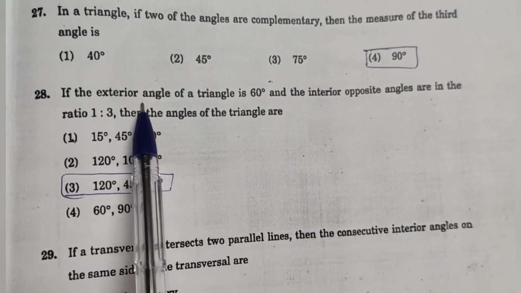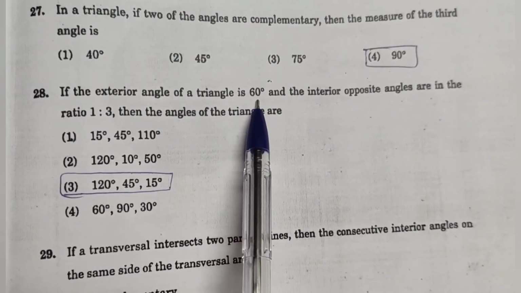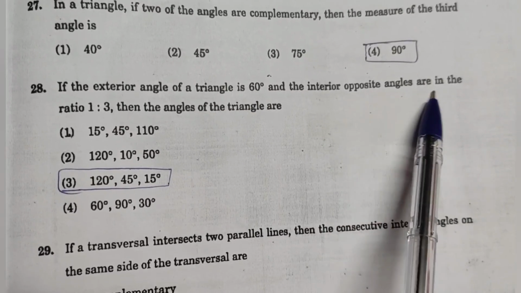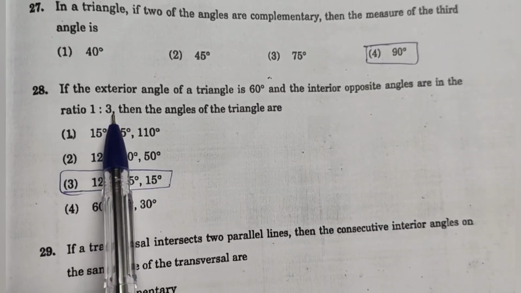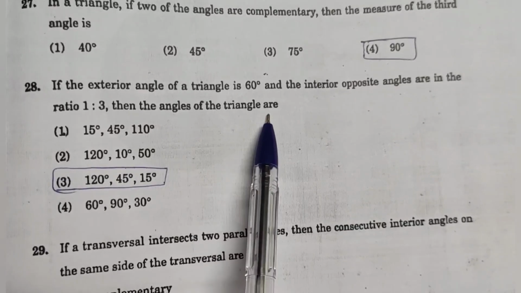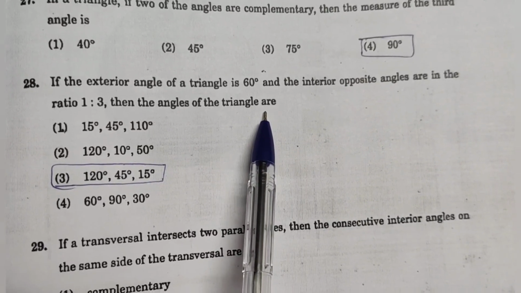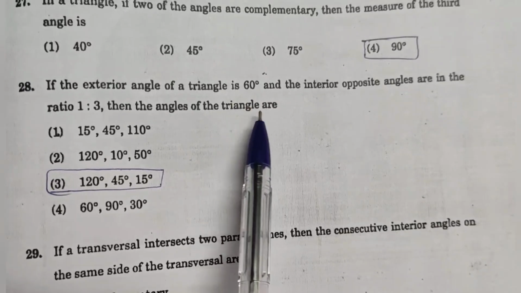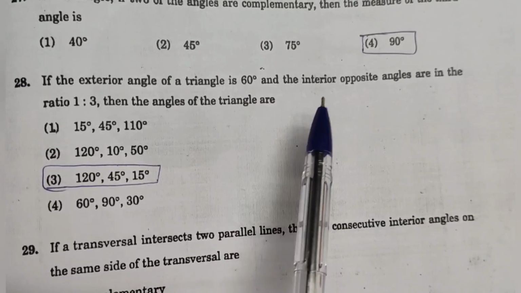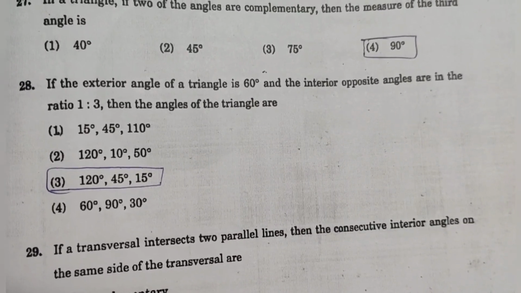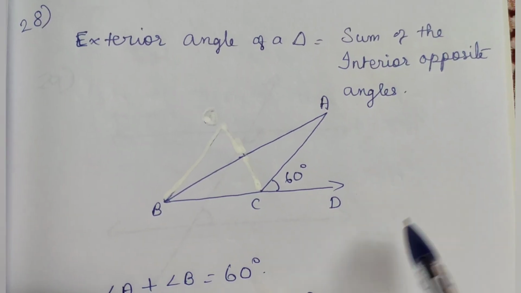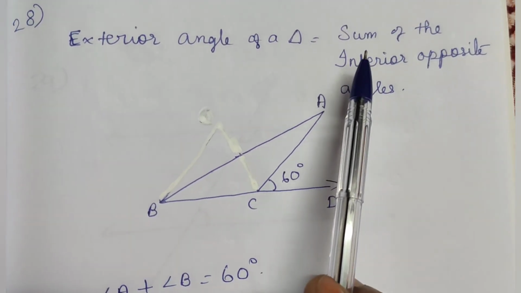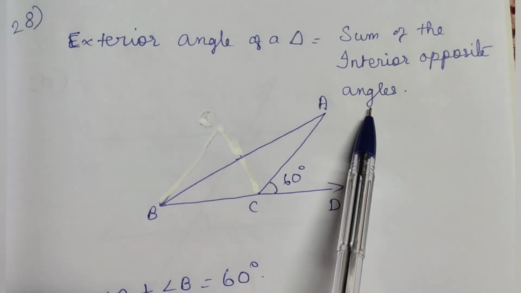Sum 28. If the exterior angle of a triangle is 60 degrees and the interior opposite angles are in the ratio 1:3, then the angles of the triangle are dash. Exterior angle property: the exterior angle of a triangle is equal to the sum of the interior opposite angles. Look here, the exterior angle of a triangle is equal to the sum of the interior opposite angles.